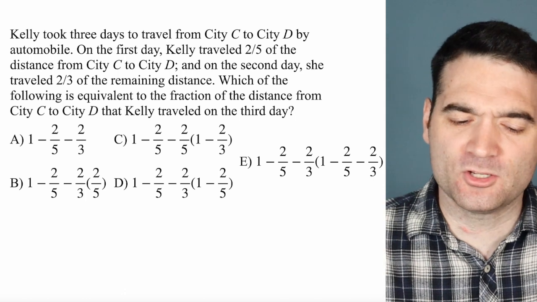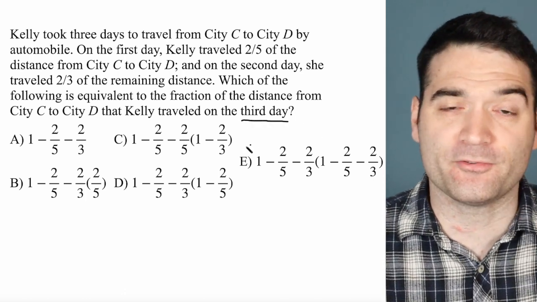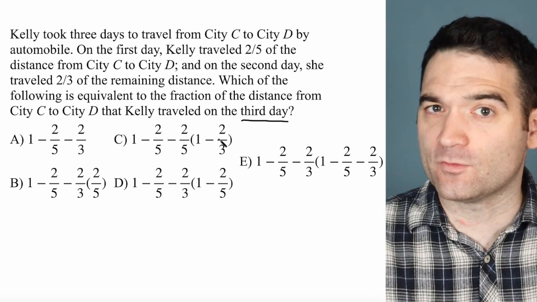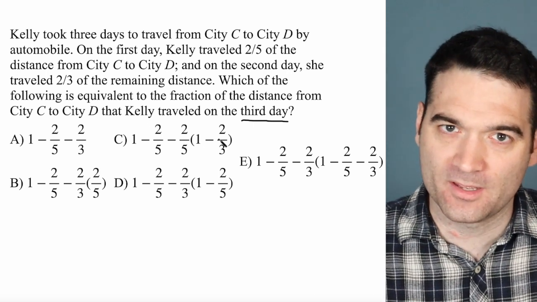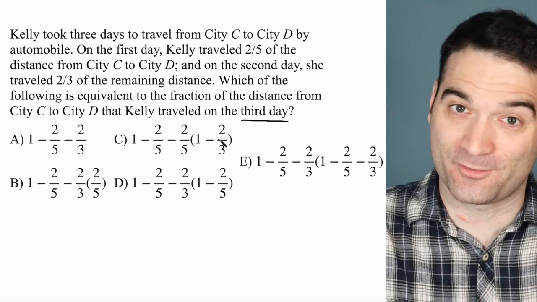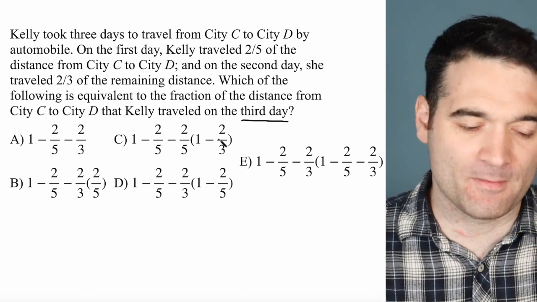Okay, so let me just put down an idea here first. The distance that she traveled on the third day is what's left over after the first and second days, right? Because we know it was a 3-day trip. So if we take out what she traveled on the first and second days, what she has left over is the third day. Just something to keep in mind here.